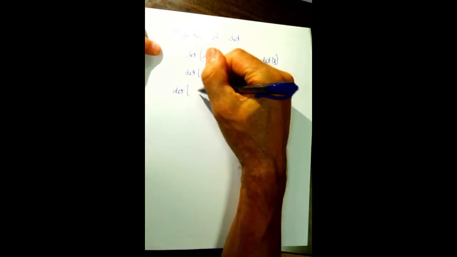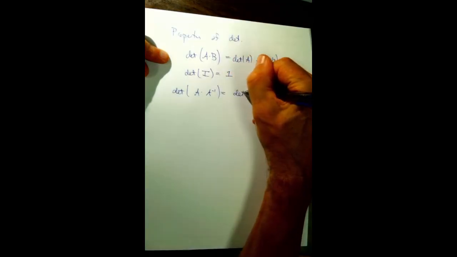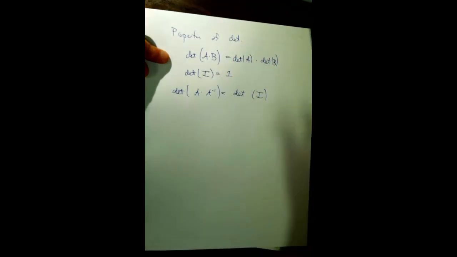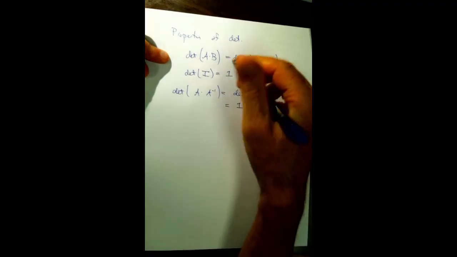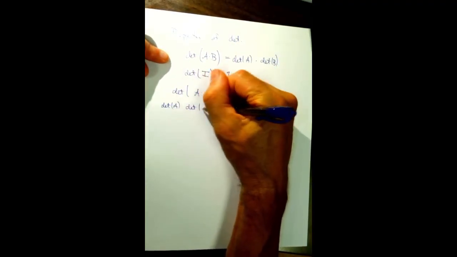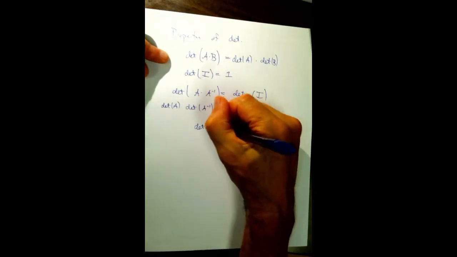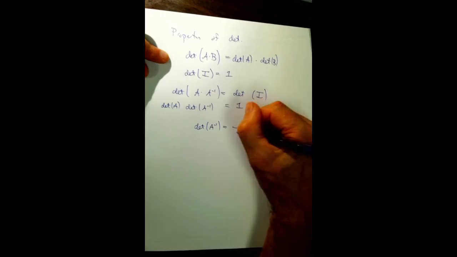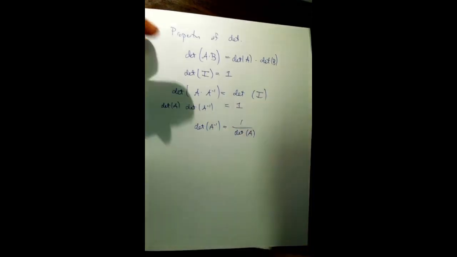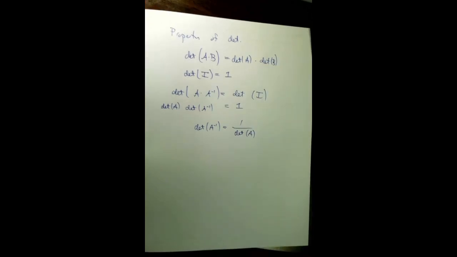If I want to take the determinant of A times A inverse, I know that's the same as the determinant of I, which is 1. That means the determinant of A times the determinant of A inverse is 1. So the determinant of A inverse is 1 over the determinant of A. And I know that exists because if A inverse exists, the determinant of A is not 0.